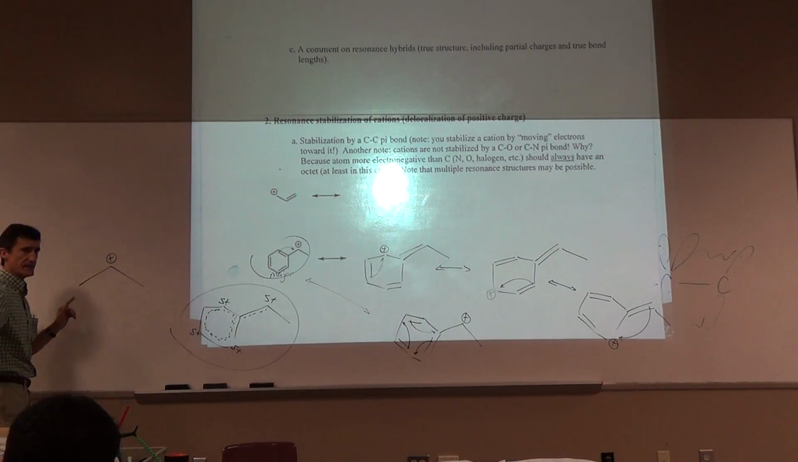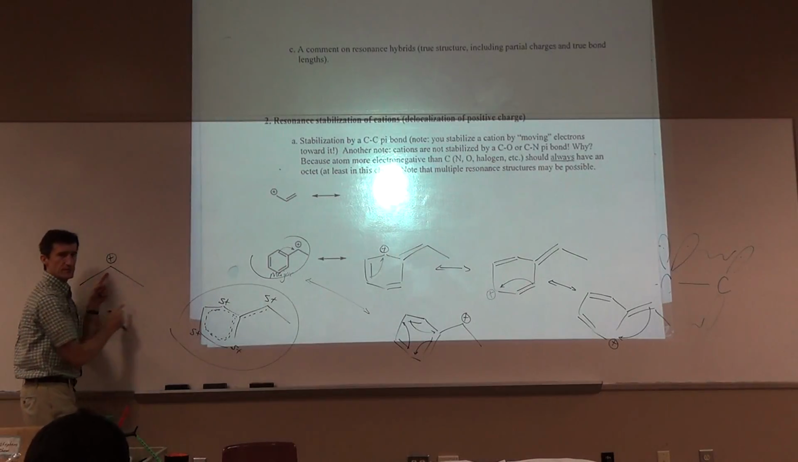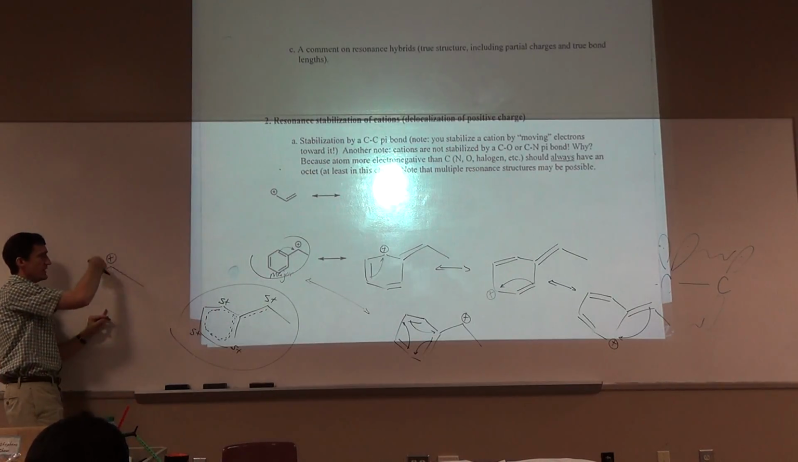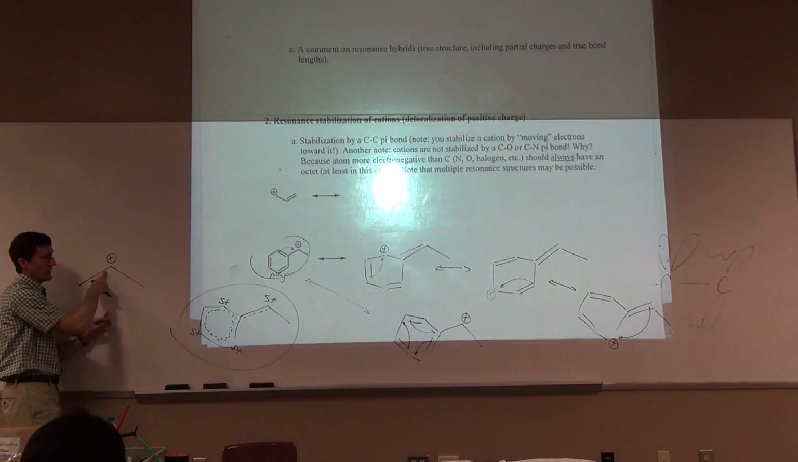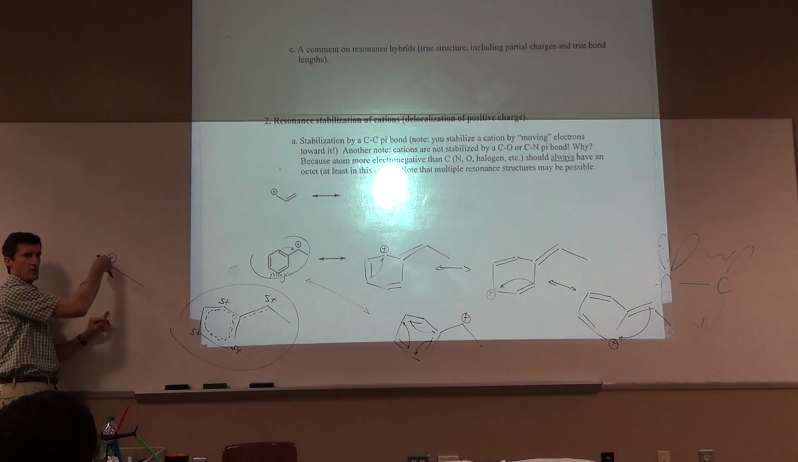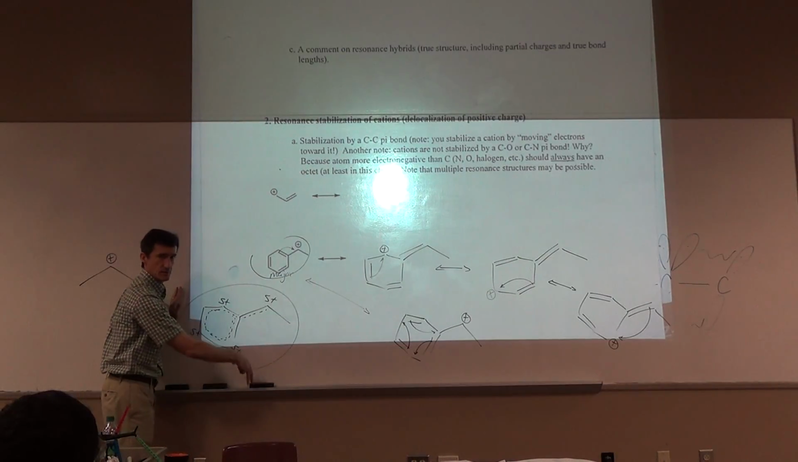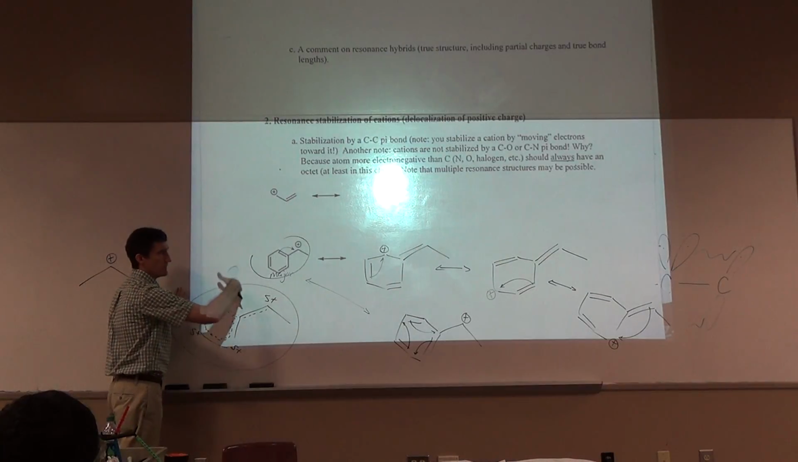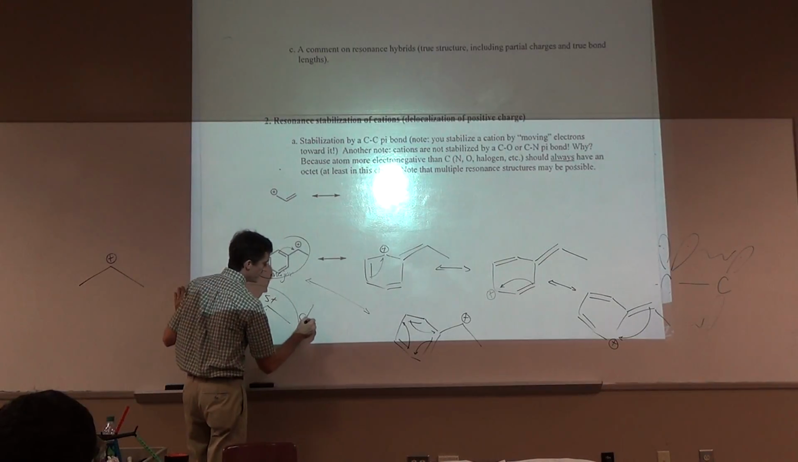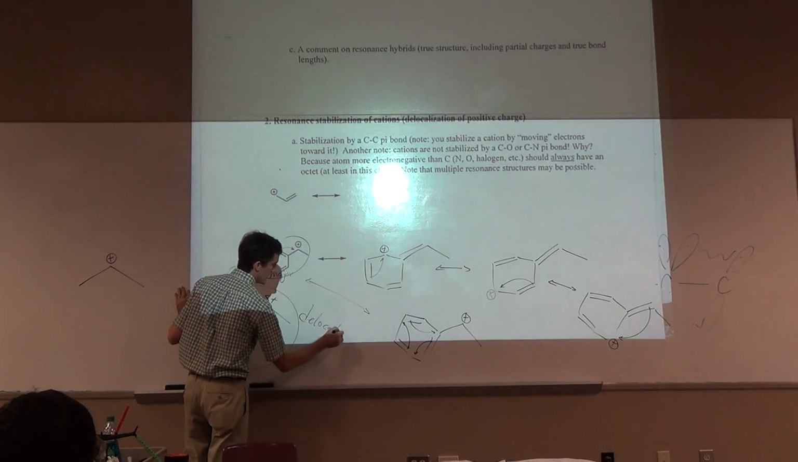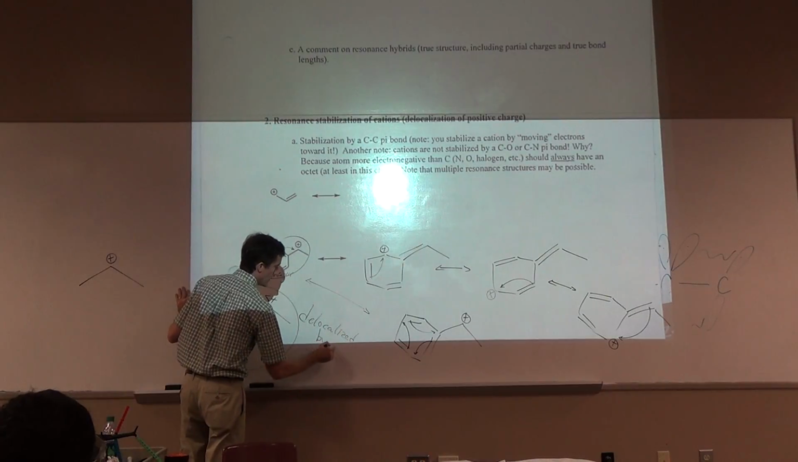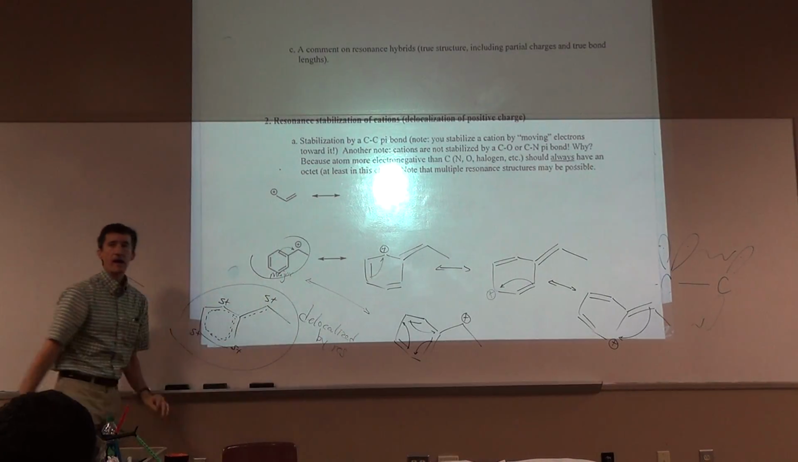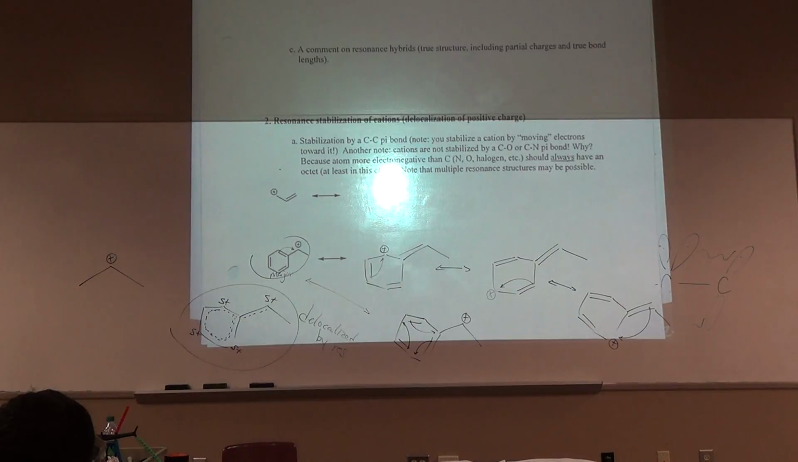But here's back to the main question. Which cation is more stable? One that's sitting right on one carbon? Would you rather have a positive charge on one carbon or spread over the whole molecule? Yes. The charge has been delocalized by resonance. And that's a very stabilizing effect. Resonance stabilization of the carbocation.